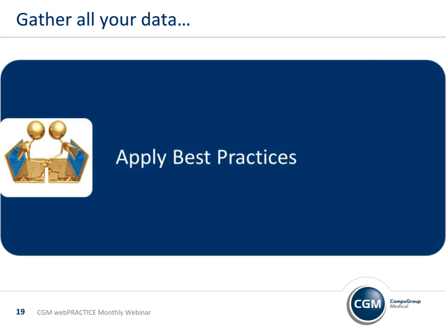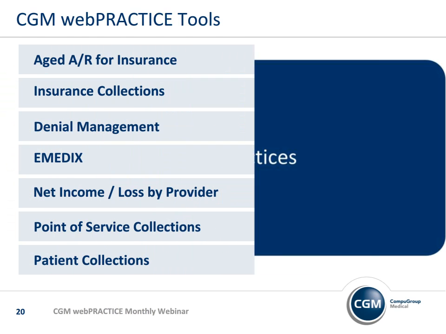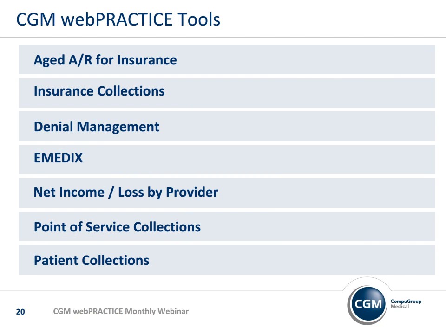The cycle starts at the time the payer contracts are negotiated, fees are set, appointments are scheduled, and ends with the claims that are paid in full. Each step has special importance. Monitor all phases timely and share the results to achieve revenue cycle success. Now let's take a look at some tools within CGM webPRACTICE to help you work AR and collections.